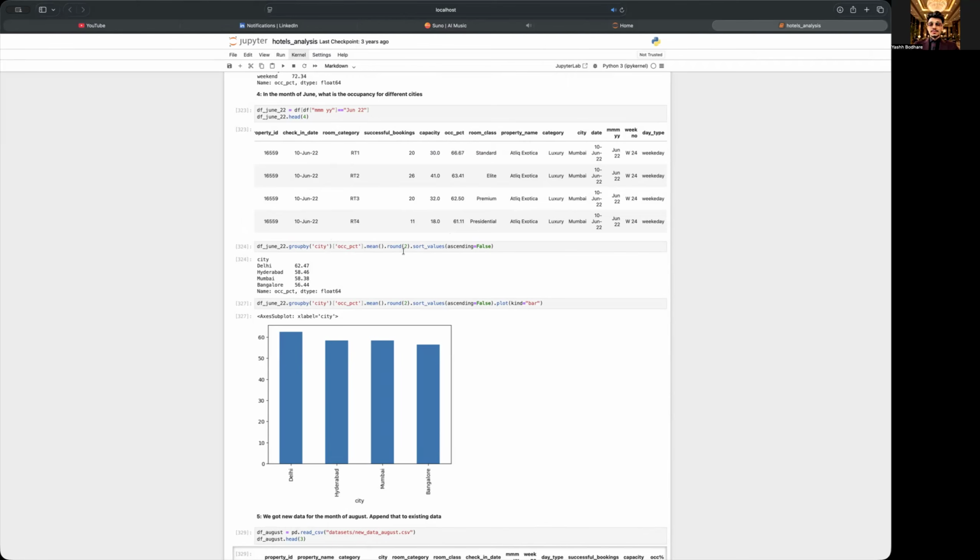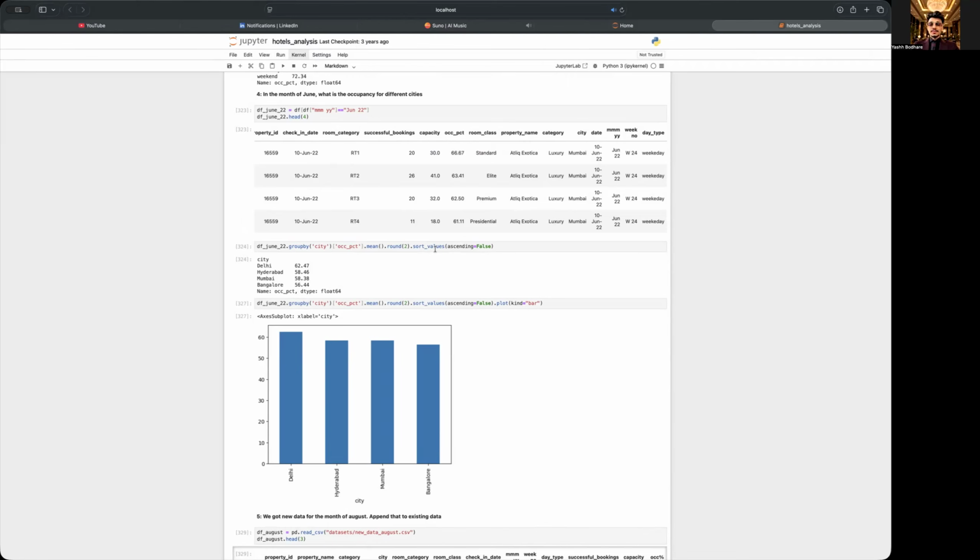Then round two is rounding to two decimals. Okay, these are the two decimals. And then we use sort values, you can see, and bracket ascending equals to false. Now, by default, sorting would generally place smaller values before larger ones, right? But before the analysis, I want the highest occupancy city at the top. That's why I specify ascending equals to false. So false means don't sort from low to high. Sort from high to low.